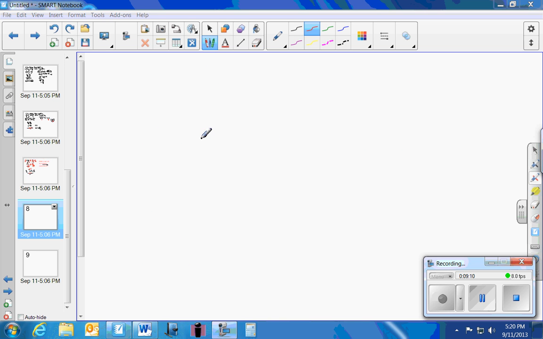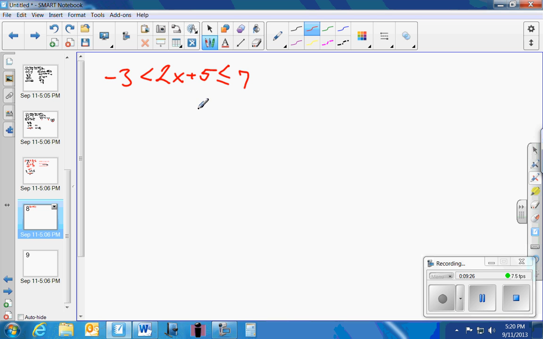Okay, then example 2 has when we're solving basically multiple pieces at one time. So I have negative 3 is less than 2x plus 5, which is less than or equal to 7. We would also read this as 2x plus 5 is between negative 3 and 7. Okay. When I go to solve this, I'm going to do basically just one step at a time.